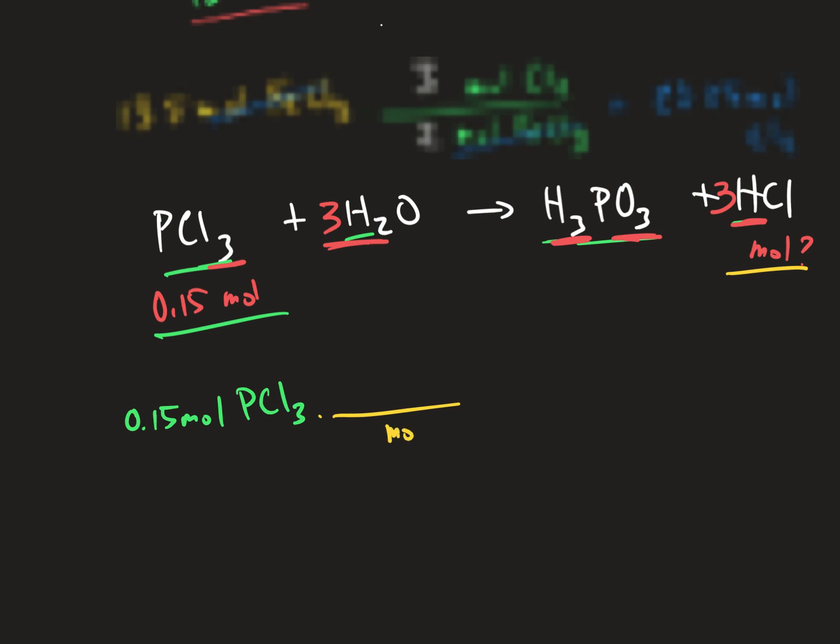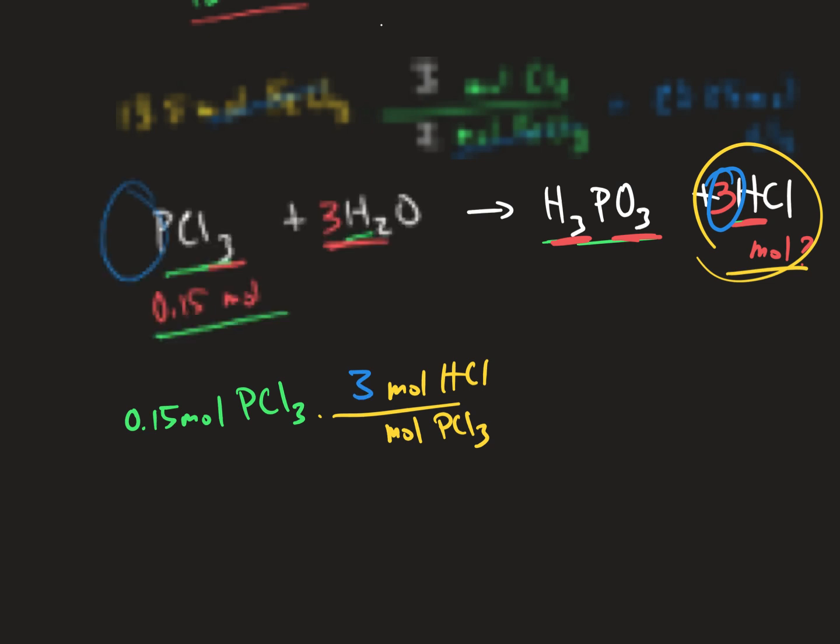So we put moles of what on the bottom? PCl3, so it cancels, and we're looking for moles of HCl. Let's put that on top. And what's the mole-to-mole ratio? What goes on top? 3, because that's the coefficient in front of HCl, and the coefficient in front of PCl3 is a 1. Good? So moles of PCl3 go away, so we just multiply this by 3 and get 0.45 moles of HCl.